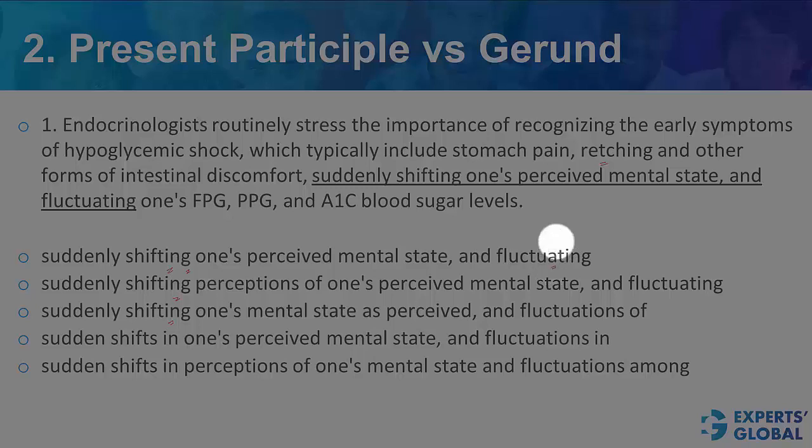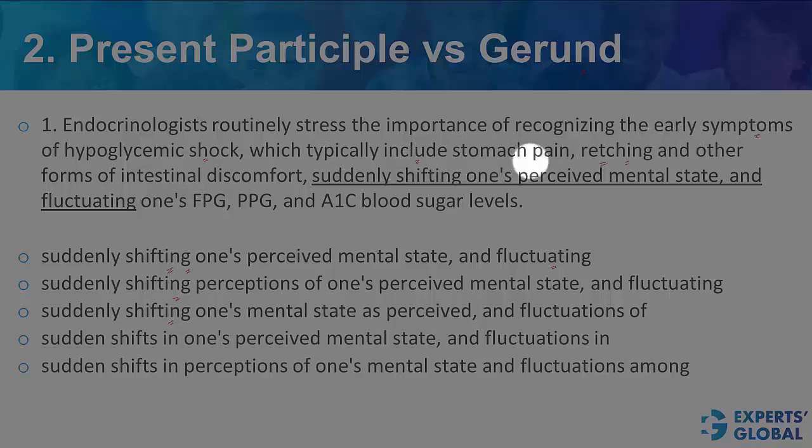However, please look at the role played by this term here. This retching here is a noun, a verb plus ing acting as a noun. It's a gerund here, and the list here is symptoms of such and such shock, which typically include. So it is a list of symptoms here. It's a list of nouns.